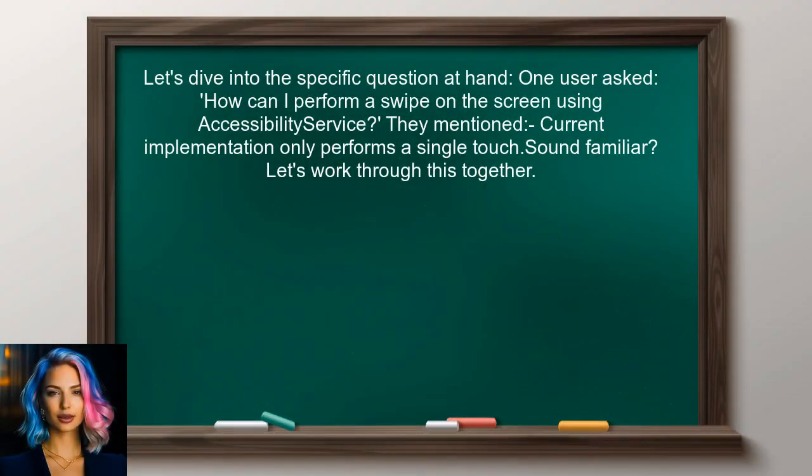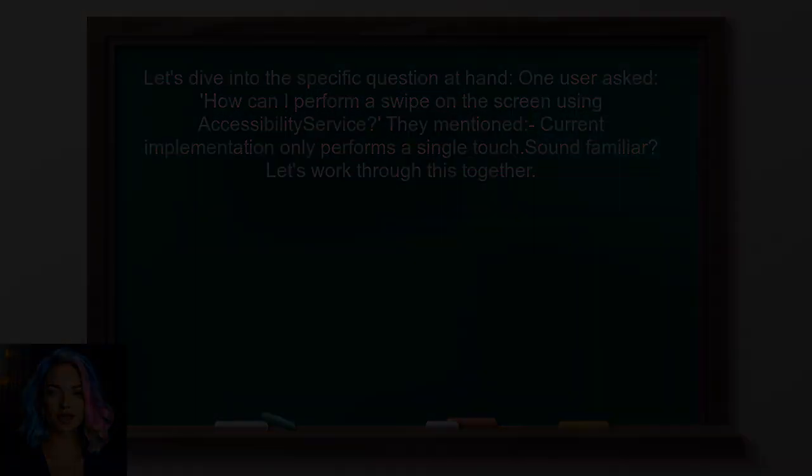Let's dive into the specific question at hand. One user asked, "How can I perform a swipe on the screen using AccessibilityService?" They mentioned that their current implementation only performs a single touch. Sound familiar? If so, let's work through this together.